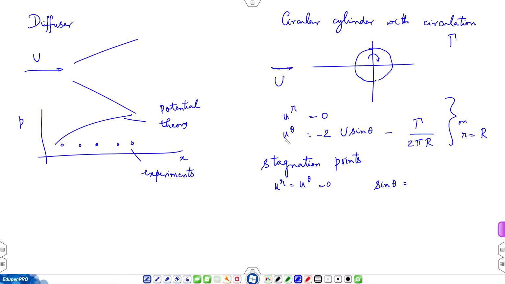So setting u theta, u r anyway is 0. So, u theta, you set u theta equal to 0, you will get an expression for the angle, sin theta as minus gamma over 4 pi u r. Of course, you have to ensure that the right side should be less than 1.